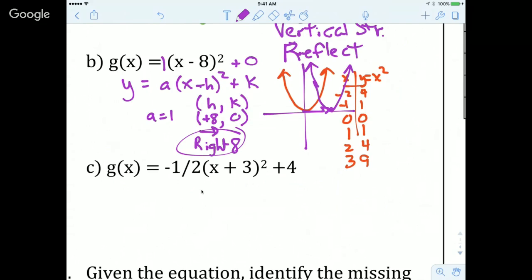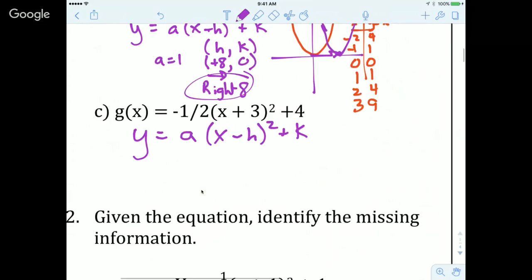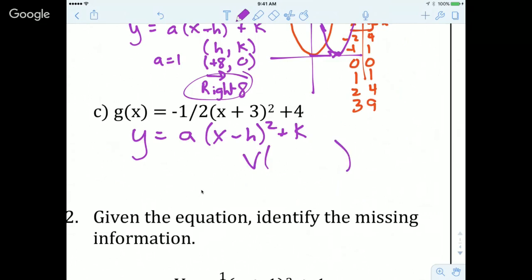You have Y equals -1/2. Oops, let's write the vertex form. Y equals A times X minus H squared plus K. Once again, what's the vertex? The vertex is the opposite of 3, so it's -3. The K is the exact same value. So this really means you're moving to the left 3, and then you're going up 4.